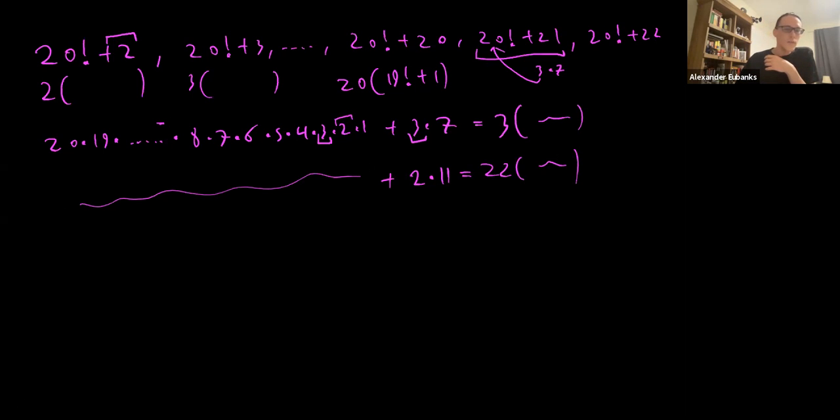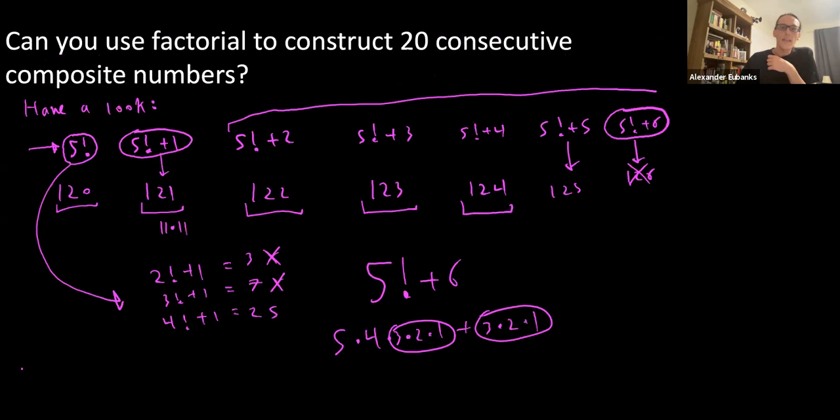So in general, if you want to have a list of n consecutive composite numbers, a trick to do this is to just do n factorial plus 2 all the way up until n factorial plus n plus 1. Plus 2, actually. You could go further, because as we did on the other page. Any questions on this from anyone?